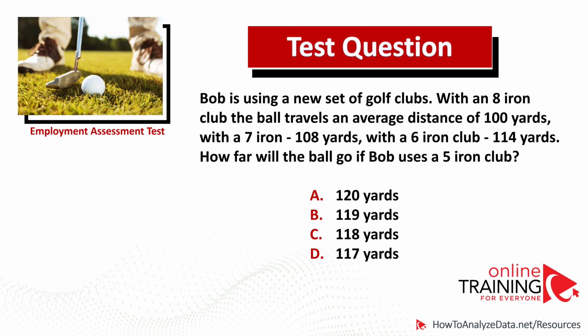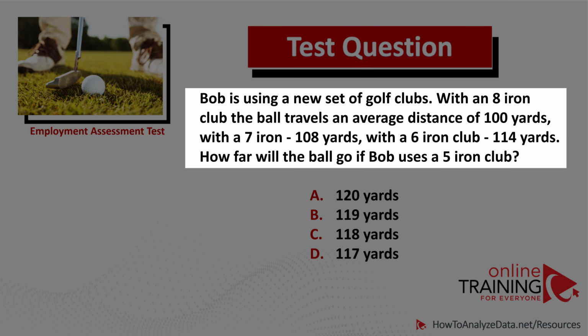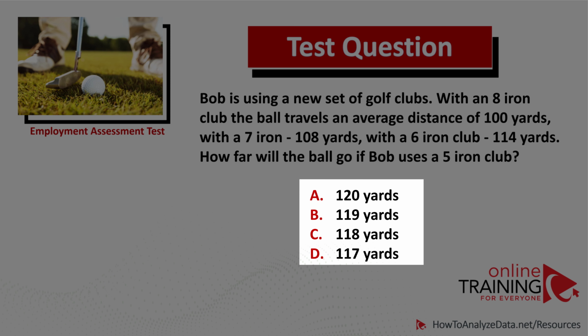Let's look at the simple question, which tests your knowledge of logical reasoning and patterns. Bob is using a new set of golf clubs. With an 8-iron club, the ball travels an average distance of 100 yards. With a 7-iron, 108 yards. With a 6-iron club, 114 yards. How far will the ball go if Bob uses a 5-iron club? And you have 4 choices: 120 yards, 119, 118, or 117.